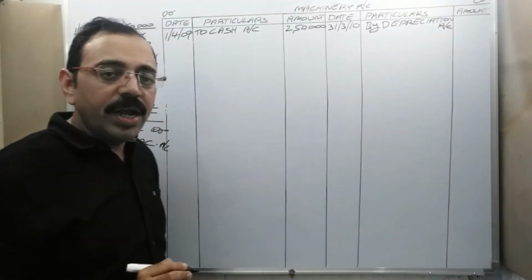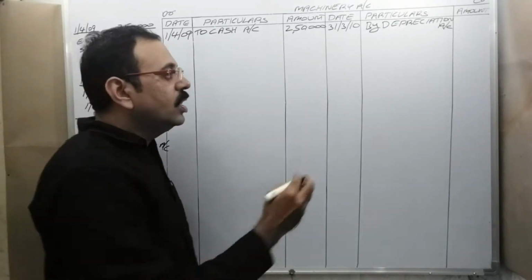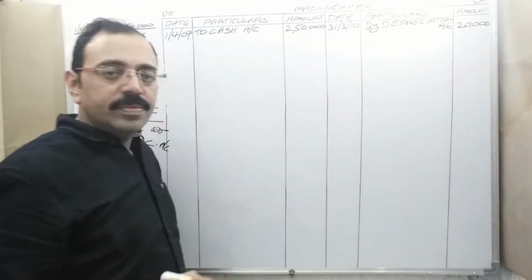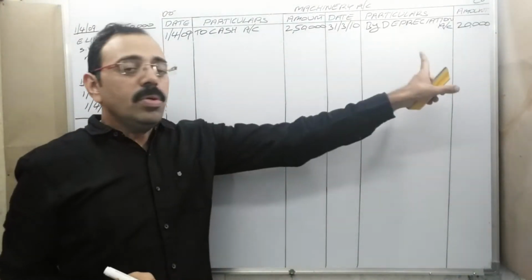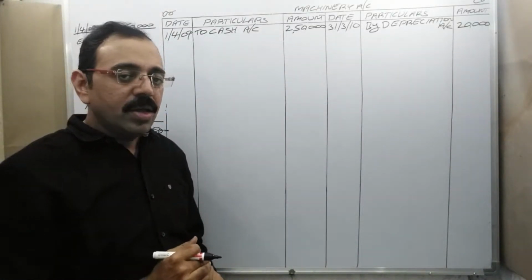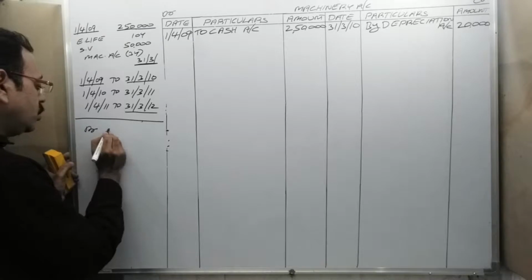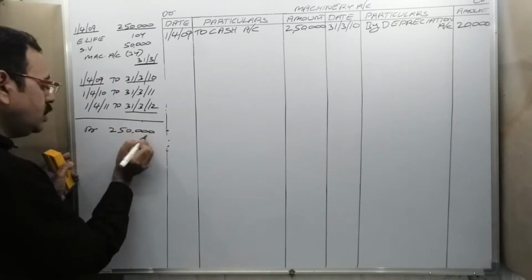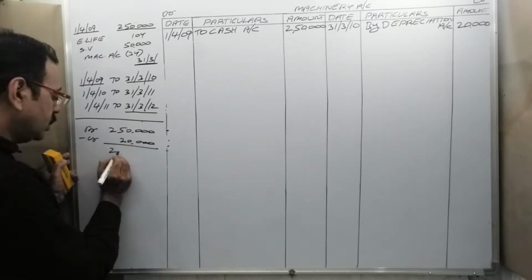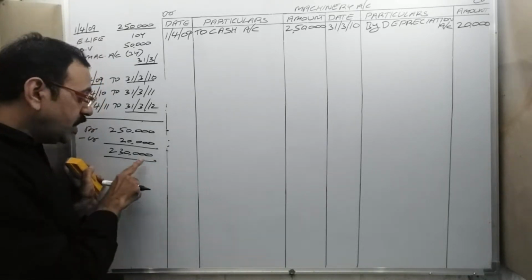And how much amount we have to write? Recollect the previous calculation. Annual depreciation is 20,000 rupees now. That amount we should take here. Now, we have to balance this account. Observe, which side total is more? Debit side. Therefore, debit side total 2,50,000 rupees minus credit side total 20,000 rupees. How much is the balance amount? 2,30,000.